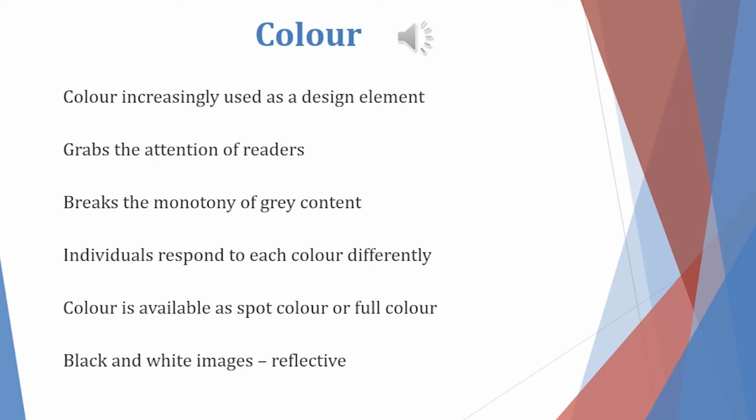Color is available as spot color and full color. Spot color is an extra shade of ink that is used along with black. Full color, also known as process color, is a combination of 4 color inks. The 4 color inks are cyan, magenta, yellow, and black. They are more commonly referred to by the letters C, M, Y, and K respectively.